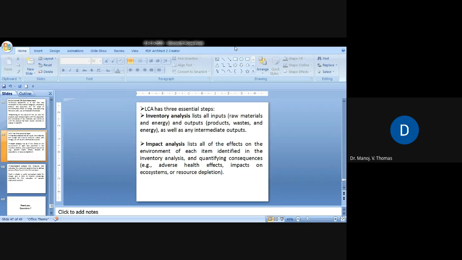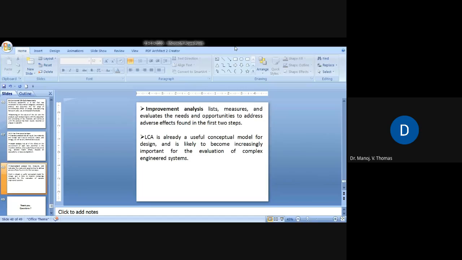What is impact analysis? List all the effects on the environment of each of the items identified in the inventory analysis. What is the impact of each product and each byproduct? What is the impact of the waste material generated during the manufacturing? What is the adverse health effect? What is the impact on the ecosystem or resource depletion? What about energy consumption? All this analysis we will do in the impact analysis. So, inventory analysis, impact analysis.